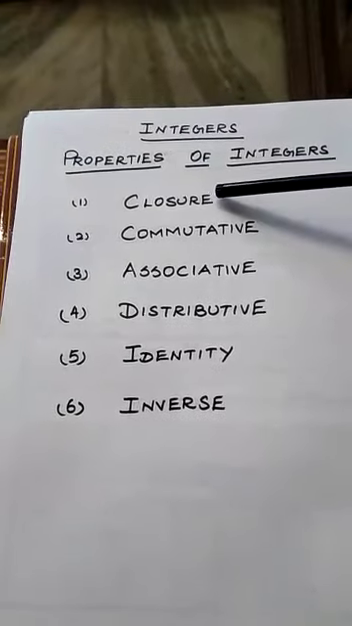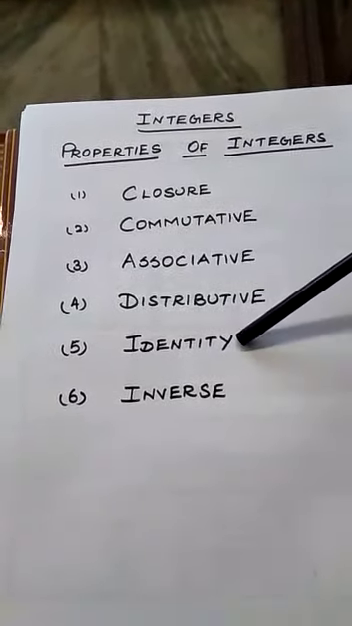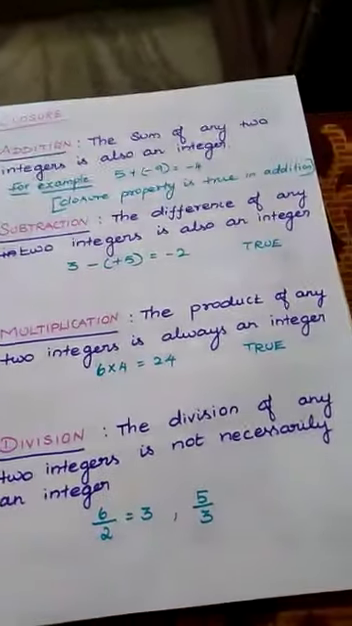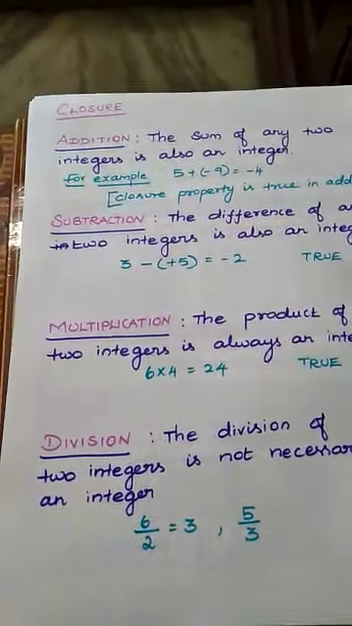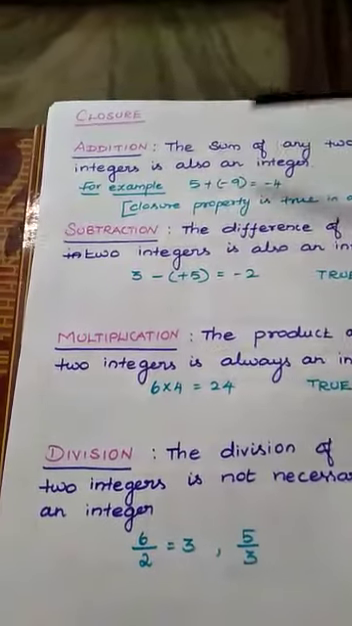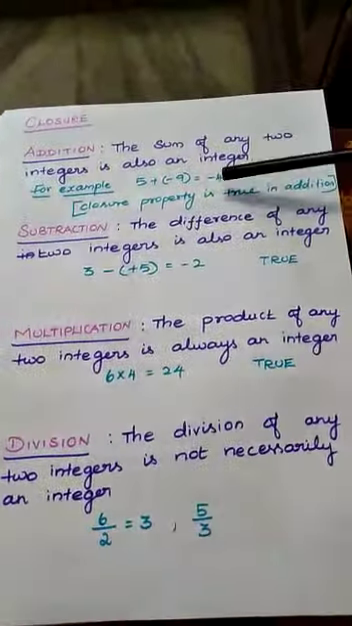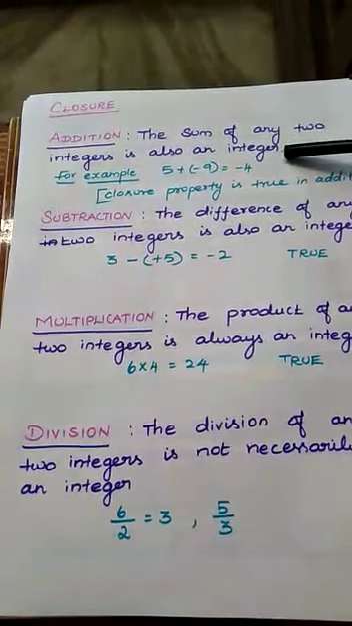Very important properties are closure, commutative, associative, distributive, identity and finally inverse. First I am going to explain the closure property. In the closure property we are going to discuss 4 mathematical operations. The operations are addition, subtraction, multiplication and division. The first one, addition. The sum of any two integers is also an integer.